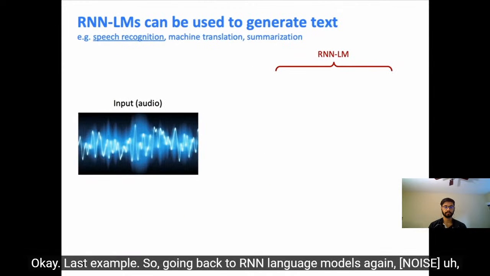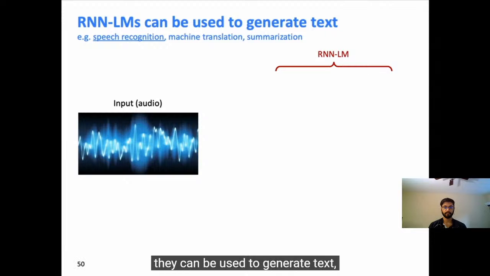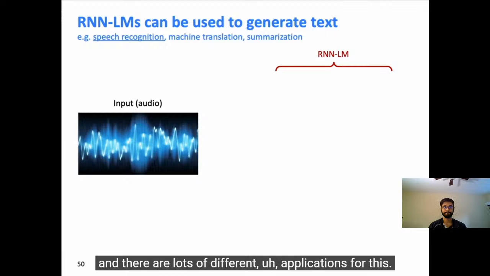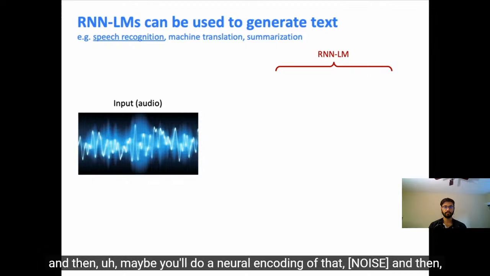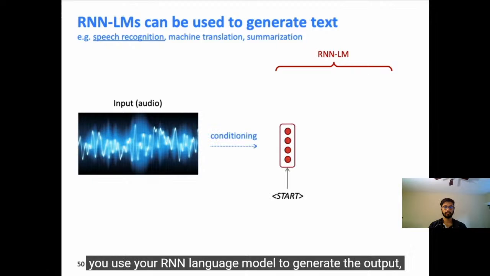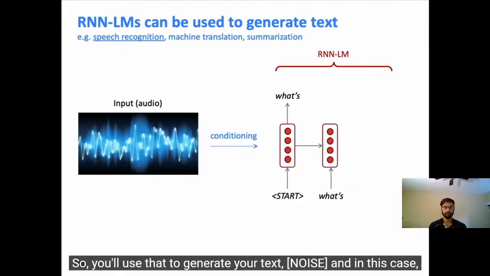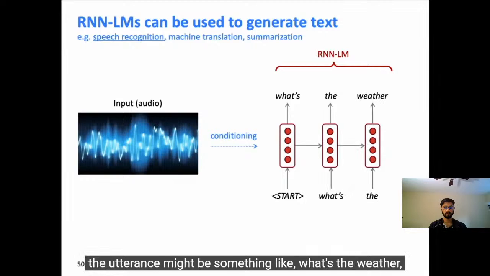Okay, last example. Going back to RNN language models again, they can be used to generate text, and there are lots of different applications for this. For example, speech recognition. You will have your input, which is the audio, and as a student asked earlier, this will be represented in some way. Then maybe you'll do a neural encoding of that. And then you use your RNN language model to generate the output, which in this case is going to be a transcription of what the audio recording is saying. You'll have some way of conditioning your RNN language model on the input, and we're going to talk more about how this works in a later lecture. You'll use that to generate your text, and in this case, the utterance might be something like, "What's the weather?"